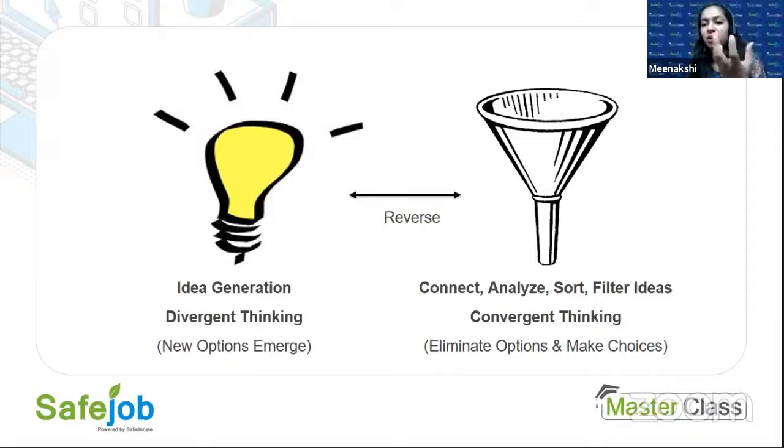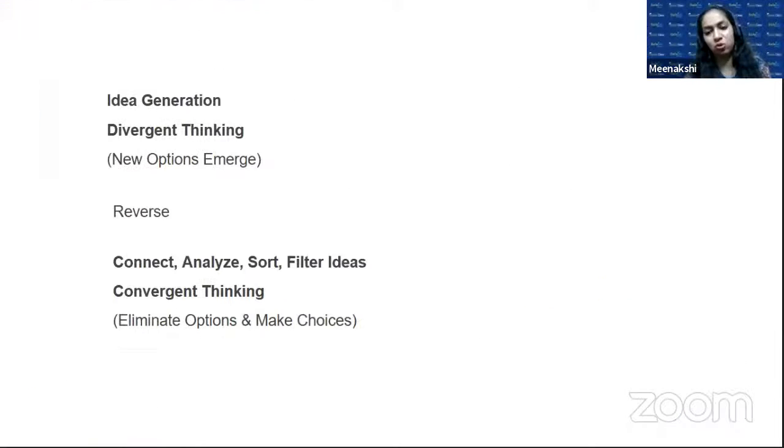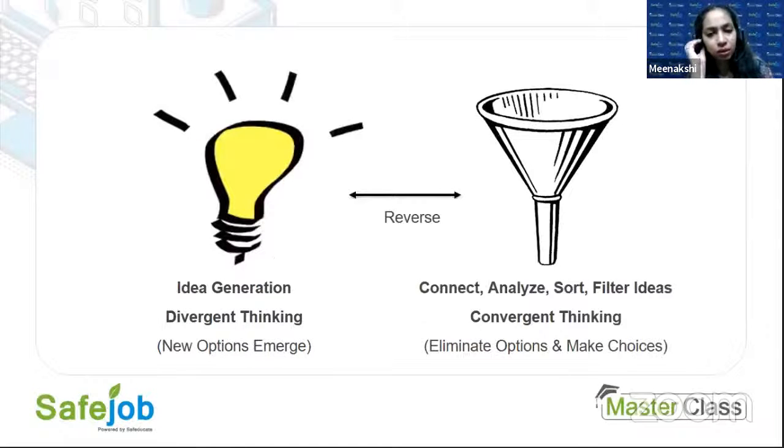Then you have convergent thinking. What is convergent thinking? You have a lot of things, you filter and you come down to a few ideas which you actually present, right? So divergent thinking and convergent thinking. You have to have a balance between both while thinking about your PPTs, and then you reverse them. So which one is better, first one or the second one? Which makes things clear to you?